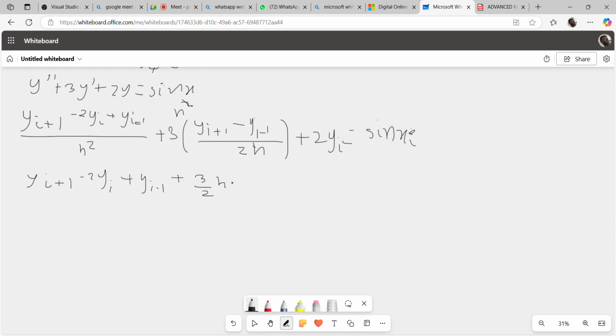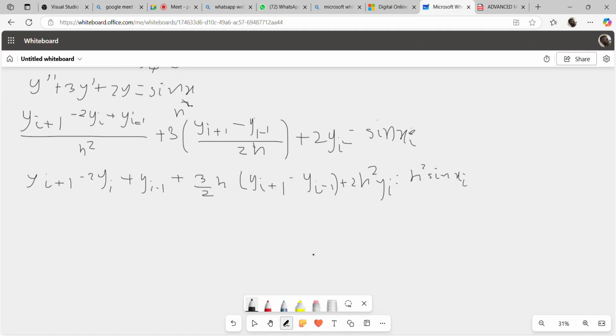So basically what you'll be having in this instance, I can write it: 3 over 2h multiplied by y i plus 1 minus y i minus 1. Now remember, here you will be having 2h squared y i. I'm multiplying everywhere by h squared, and believe me, this step will be repeated for all the problems that you have. And on this side here, you get h squared sine of x i. The only thing that I've done is multiply everywhere by h squared to cancel it, to make it easier.